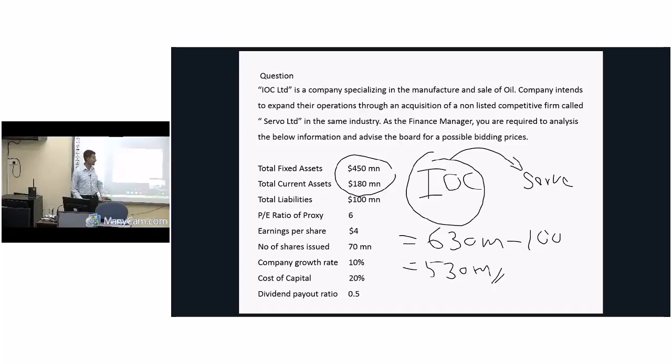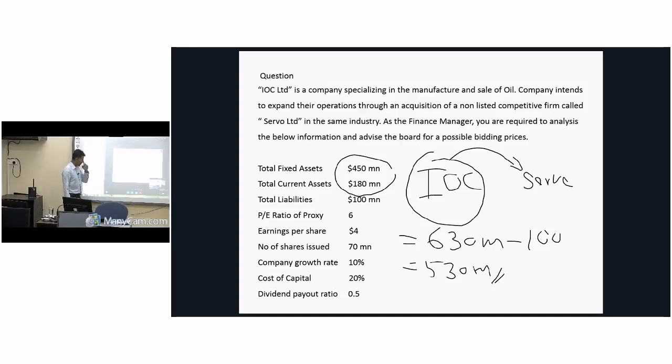To start the bidding process, at least you need to say, okay, we would like to take over your firm for 530. Otherwise, Servo is not interested in selling the business to you, because anyway in the open market they can sell this for 530. So that's the first approach.